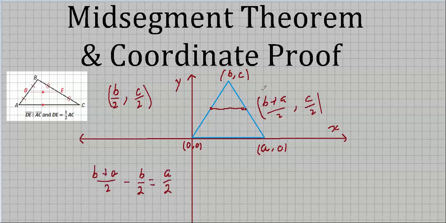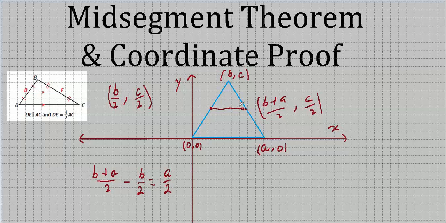We don't even need our distance formula, just subtract this coordinate from this coordinate. We get (B plus A) over 2 minus B over 2. And of course, we have common denominators, makes it real easy. We just end up with A over 2. But this had length A, that's pretty obvious. Goes from 0 to A. So A over 2 is exactly half of that, which is what we were trying to figure out.